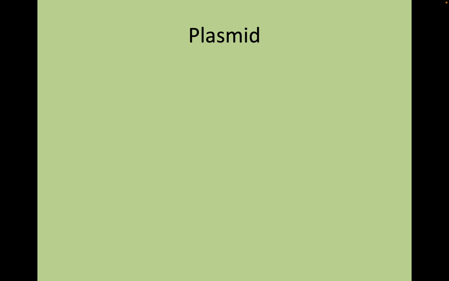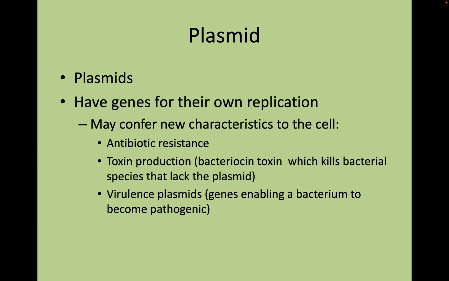All right, so plasmids have genes for their own replication. They're independent from the bacterial chromosome. They may confer new characteristics to the cell, things like antibiotic resistance, toxin production, and virulence are all traits that are associated with plasmids.